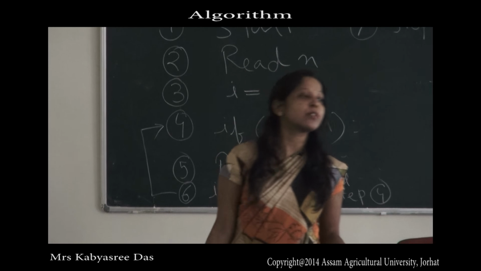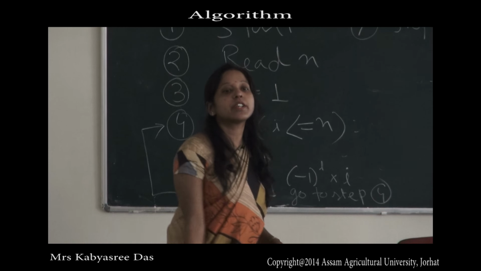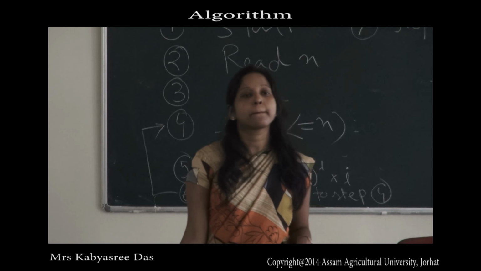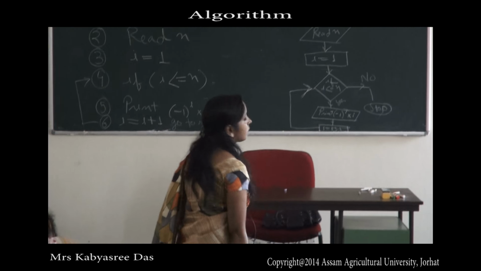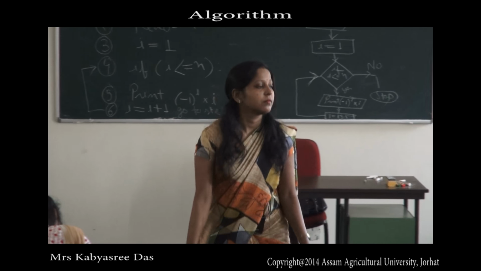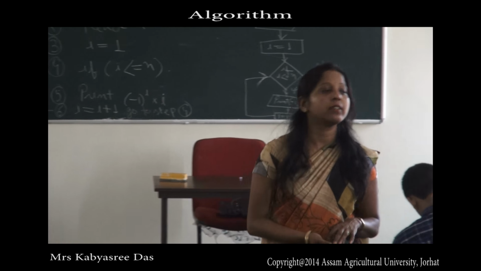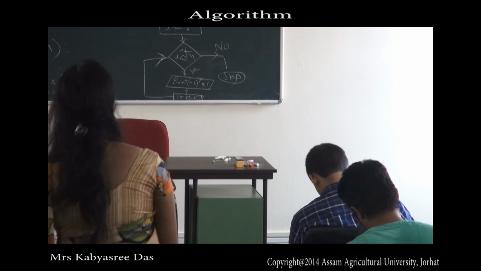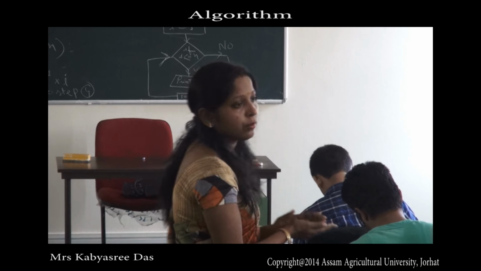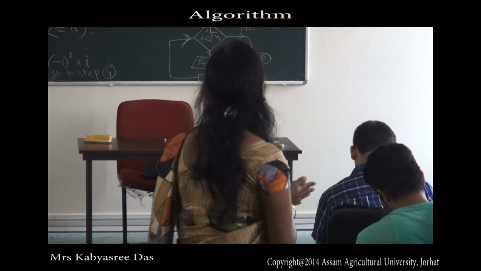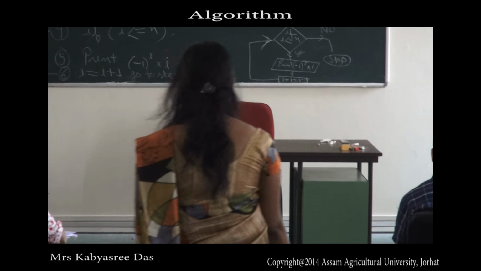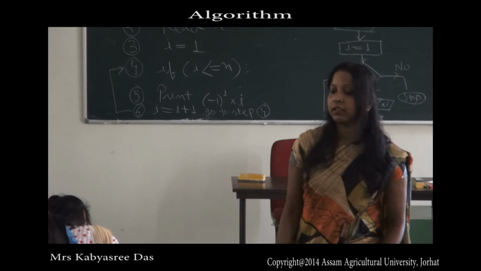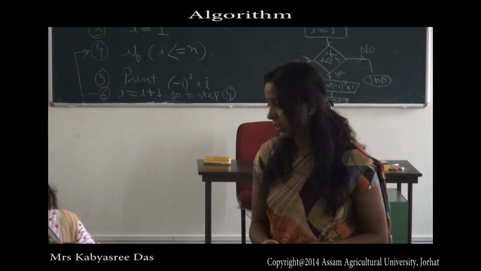Next one, you try yourself this one. Write an algorithm and draw the flowchart to print the series. What will be the ith term here? First term is here 1. Second term is minus 2. Third term is 3. What will be the ith term here? Minus 1 to the power I minus 1.